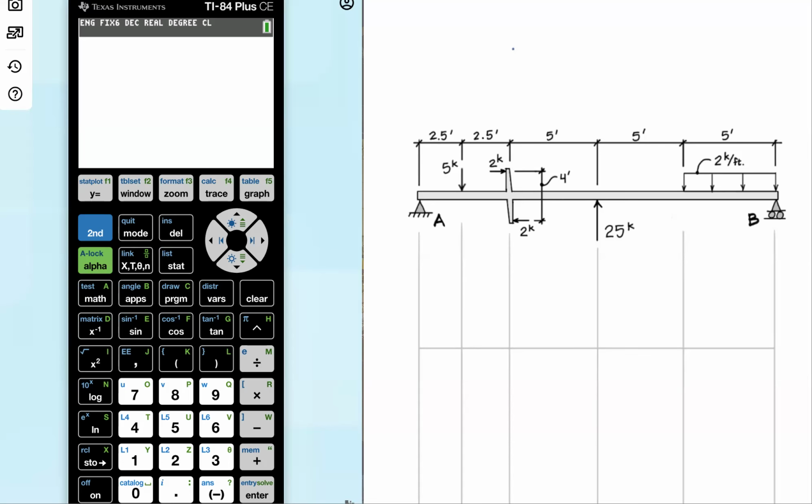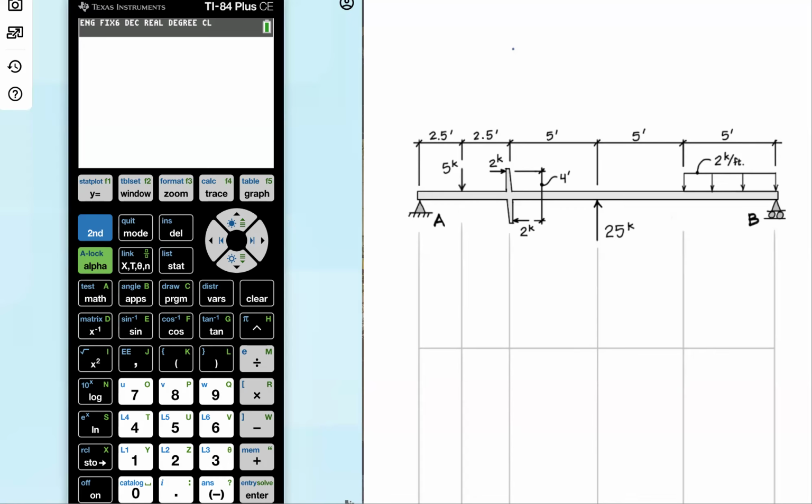Hello, hello, everyone. Let's do some shear and moment diagrams. I've got a simply supported beam here. I've got vertical loads, horizontal loads, and a line load. And the first thing we're going to want to do is our free body diagram.